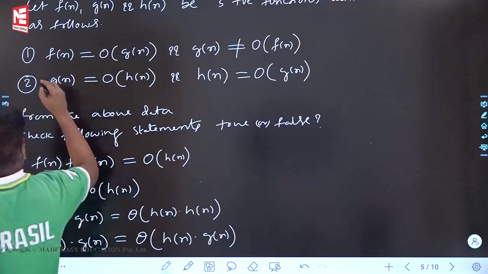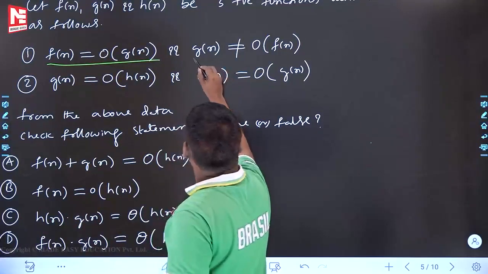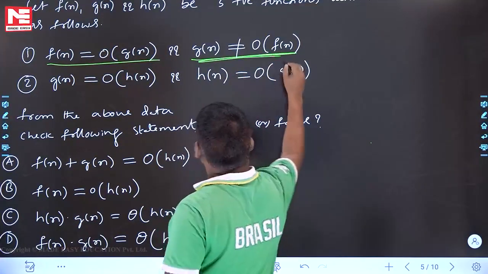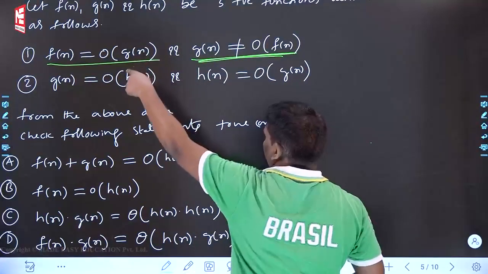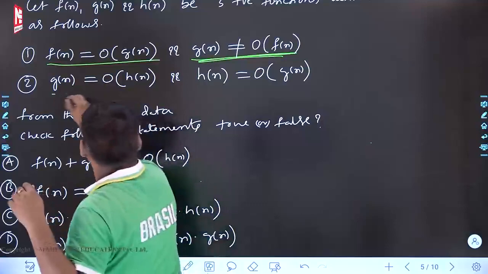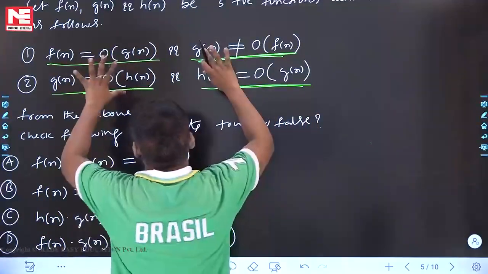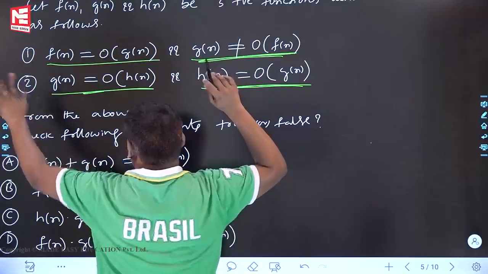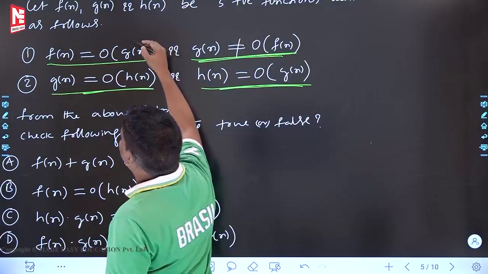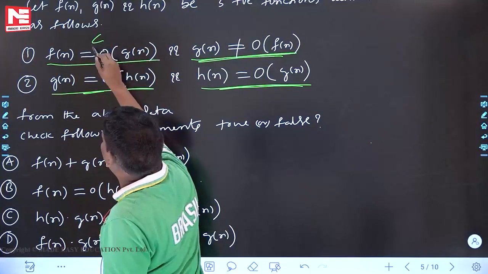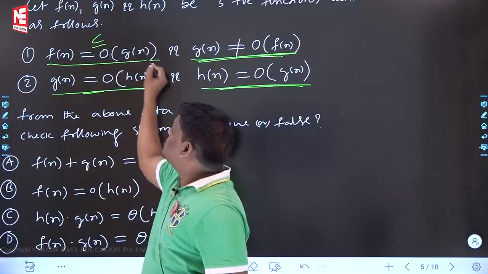So read the first statement. F of n is big O of g of n, g of n is not big O of f of n. These are the two statements in the first line, and the second line also has two more statements. Totally 4 statements, written in 2 lines. Let's see the first line. F of n is big O of g of n. What is the meaning? G of n may be bigger or equal. F of n is big O of g of n.